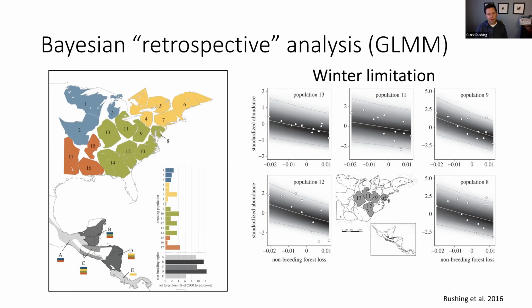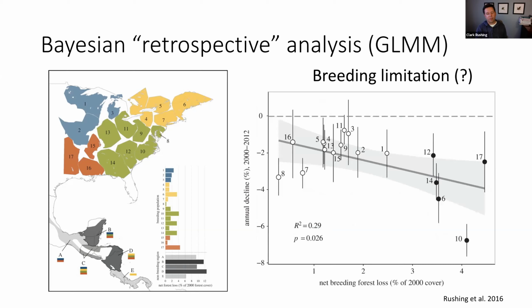But then we did a quick analysis of simply the relationship between the rate of population decline observed in these 17 populations and the total net amount of breeding habitat loss over this about 15-year period. And one of the things we found is that the breeding populations that have been declining the fastest on average tend to be the ones that have lost the most breeding habitat.